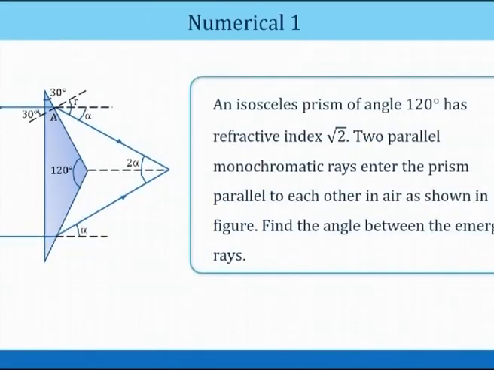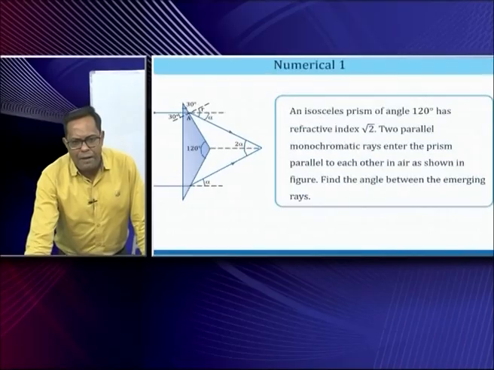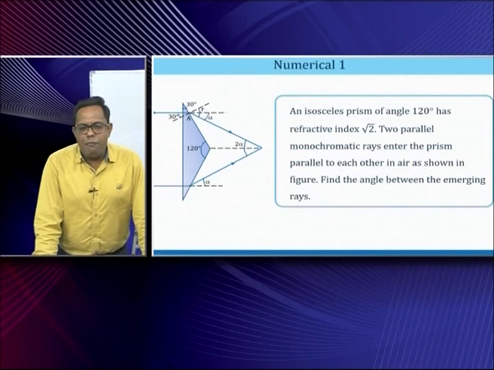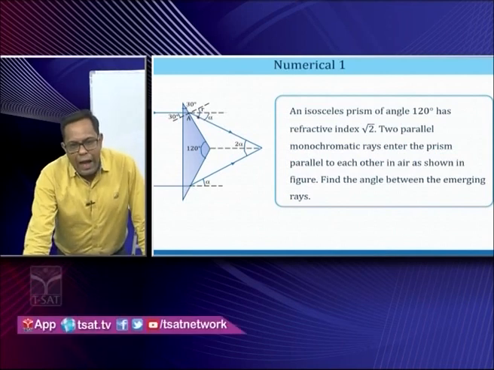The first numerical is this. We have an isosceles prism with the angle of 120 degrees and refractive index √2. Two parallel monochromatic rays enter the prism parallel to each other. You can see here these two rays are entering parallel to the prism as shown in the figure. Then you have to find the angle between the emerging rays.